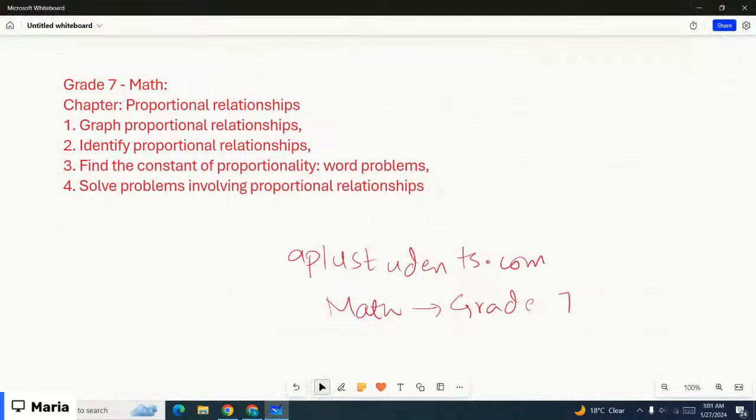We're going to start with the chapter proportional relationships, and the lessons we're going to cover today are graph proportional relationships, identify proportional relationships, find the constant of proportionality with problems, and solve problems involving proportional relationships. So let's just start with the first lesson. Please make sure you have your notebook and pencil so that you can note down the important examples and definitions as well.